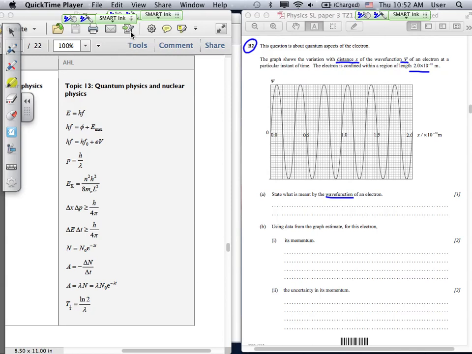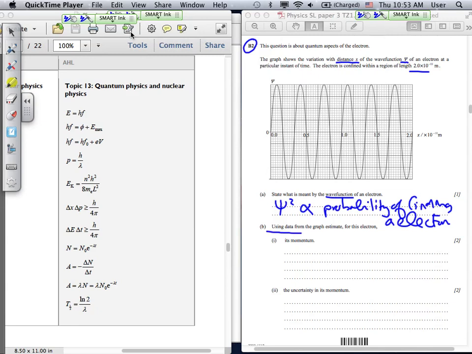Well, the wave function squared, it's actually squared, is proportional to the probability of finding an electron at a certain place, or at a certain point.